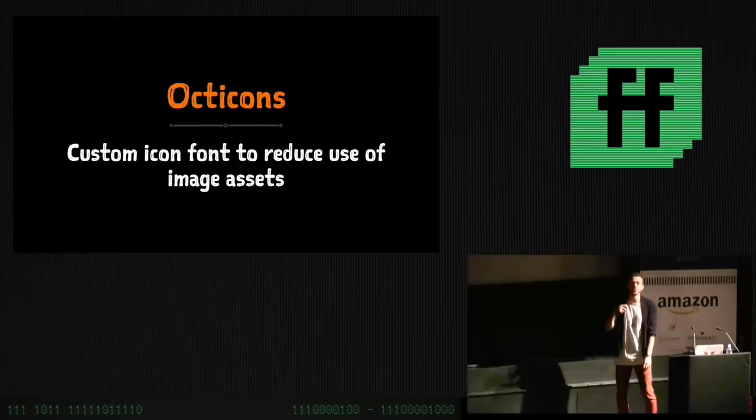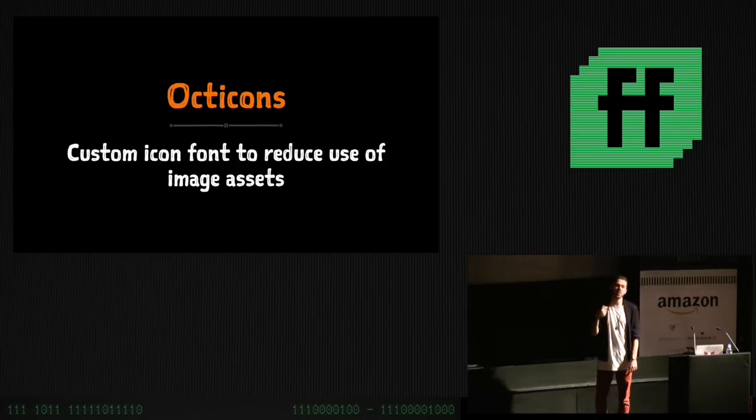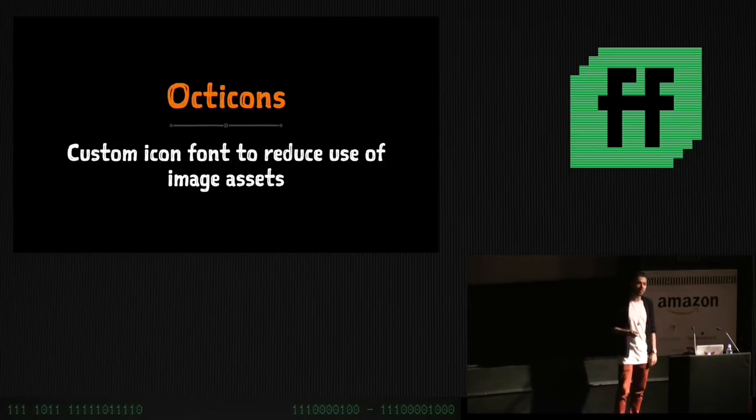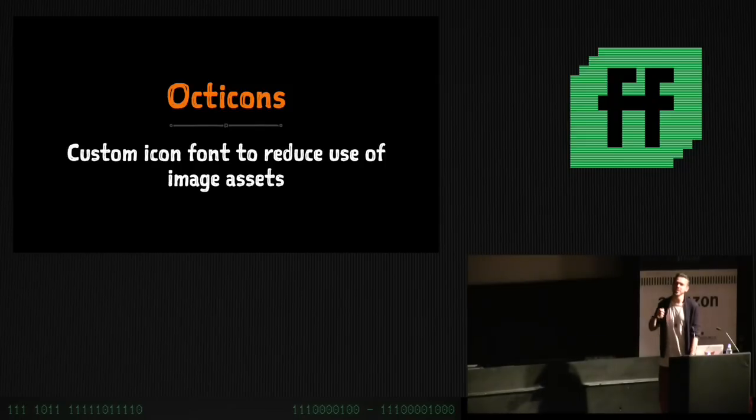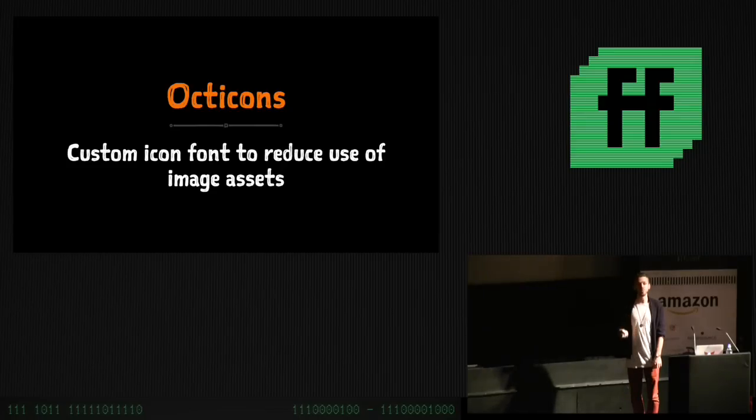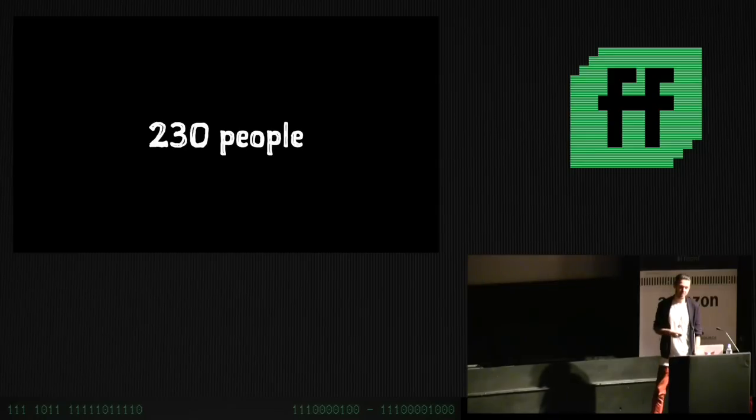Octicons is used on GitHub to reduce the need for image assets, reducing those requests, and it's also a really great tool to work with as designers. Octicons, the icon font that's used on GitHub, is open source, so you can use it in your projects and contribute to it. Just Google Octicons and you'll find it.